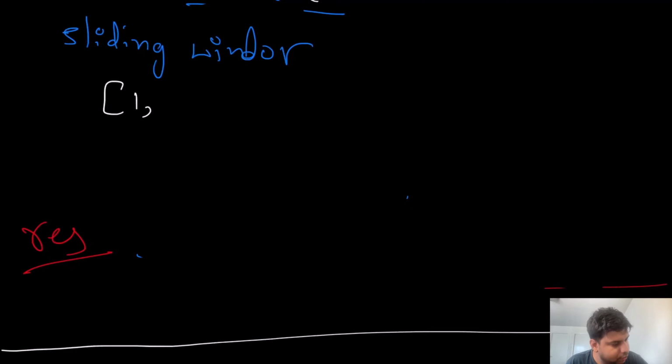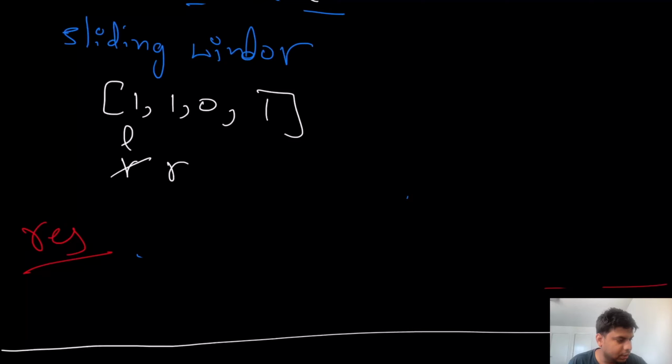Yeah, 1 1 0 1. So same L and R will be here initially at the beginning. Keep moving your R, R will come here. Whenever you encounter a 0, increment your count. So count was initially 0. Now since you saw a 0, you increment your count to 1.